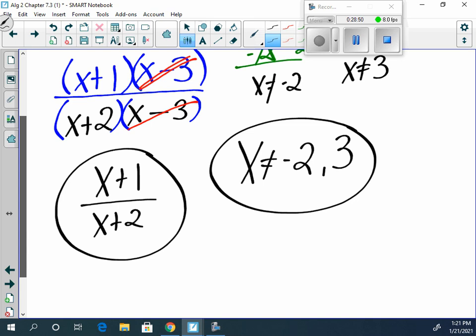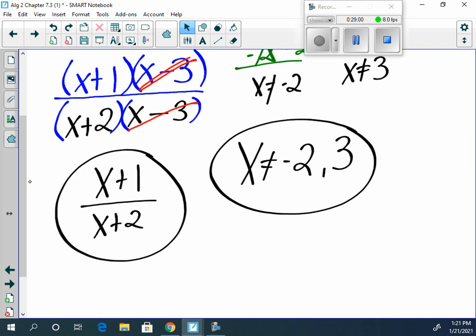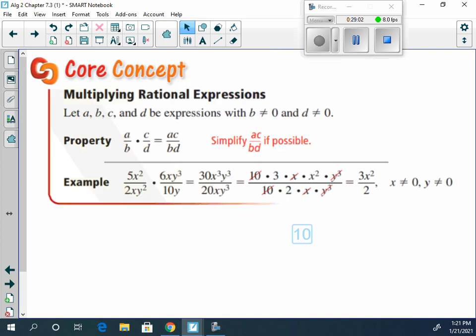Any questions on any of this here? Any questions on anything we've done so far? We good with this here? Yes? Okay. So we're going to start on this here, multiplying rational expressions. We won't finish this today. We'll finish this tomorrow.